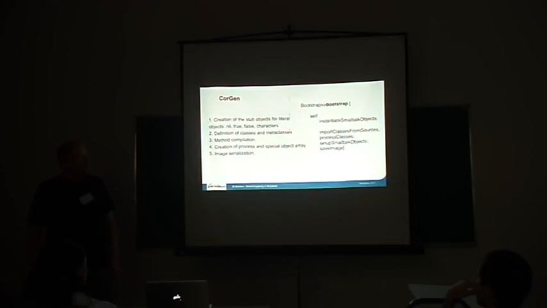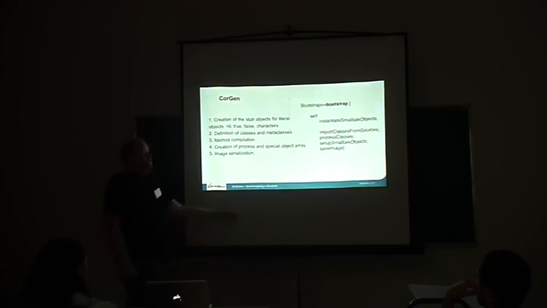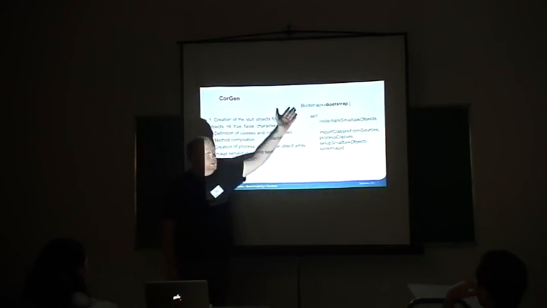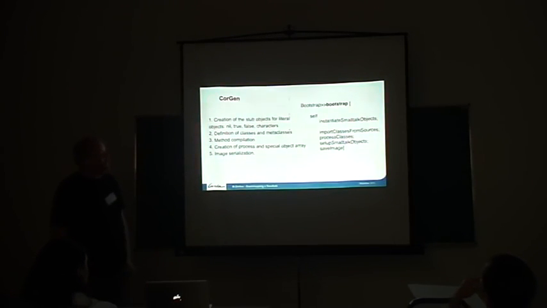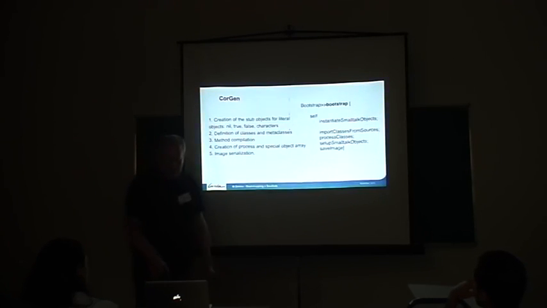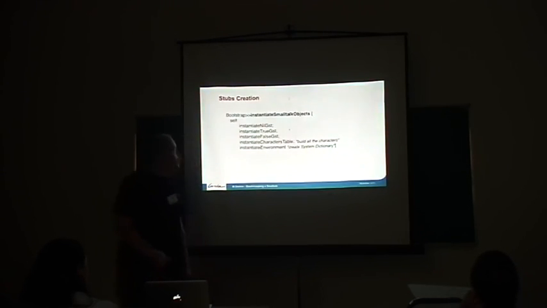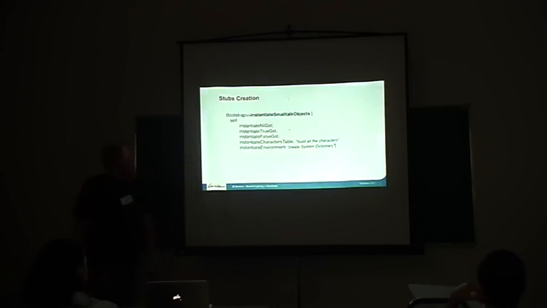And the bootstrap really does all this in the source code like this. Instantiate all objects, import classes from sources, process the classes, build small objects, save image. And we will see a bit of what this all does. So the instantiate small objects step creates first a nil, a true, a false, the character table, and the system dictionary for this new smalltalk system.